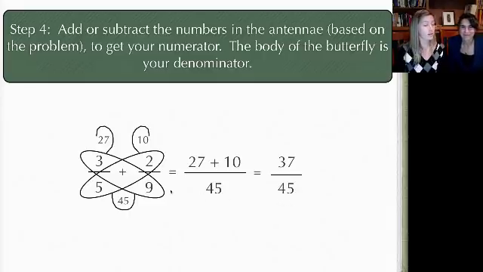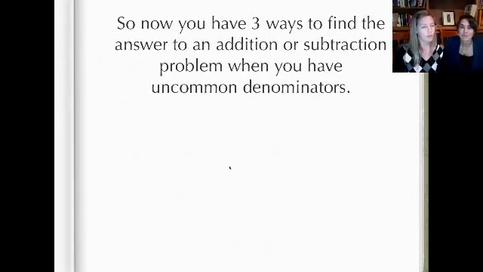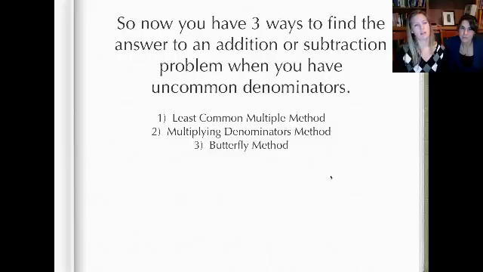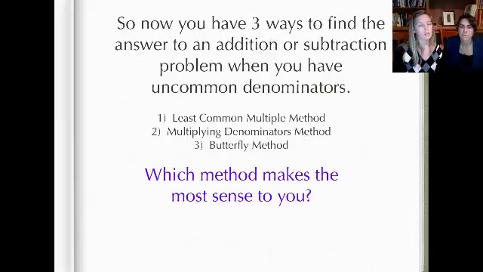So again, I know that's kind of a weird way, and honestly, I don't know how or who figured this out. It was not me. I wish I could take credit for it, but if this helps you remember all of the steps, by all means, go for it. So we have done 3 different ways. The least common multiple method, the multiplying the denominators method, where they multiplied by each other, and then the butterfly method. So which one makes the most sense to you?